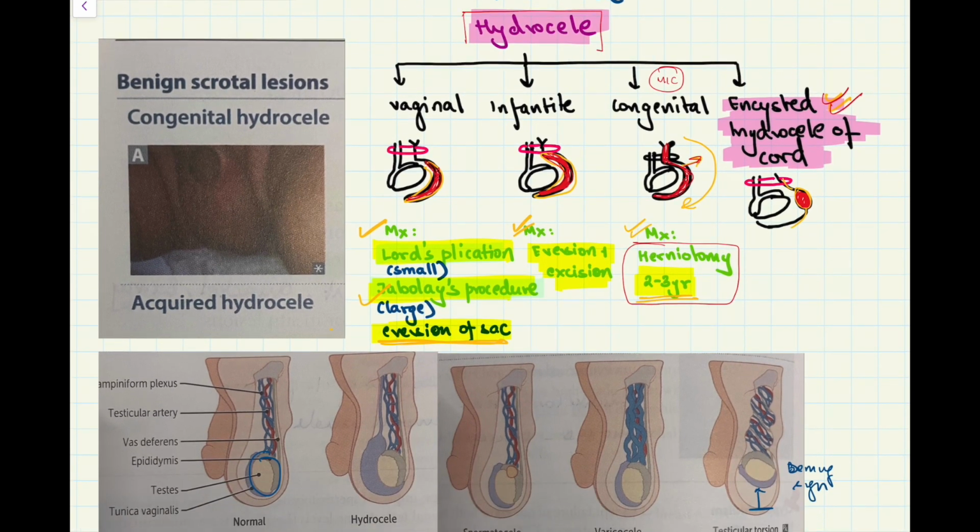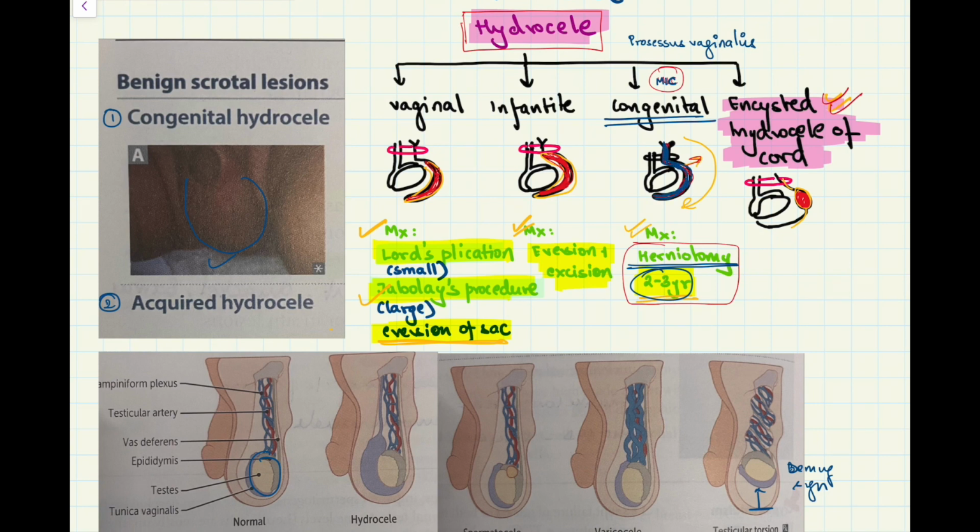The next condition is hydrocele. So hydrocele is of two types, congenital and acquired. Congenital hydrocele is the most common cause of scrotal swelling in infants, and it is due to the incomplete obliteration of processus vaginalis, and it resolves spontaneously by 1 year. If it does not, then the treatment is herniotomy, which is done at 2 to 3 years of age. It is a communicating hydrocele and presents as an inguinoscrotal swelling.